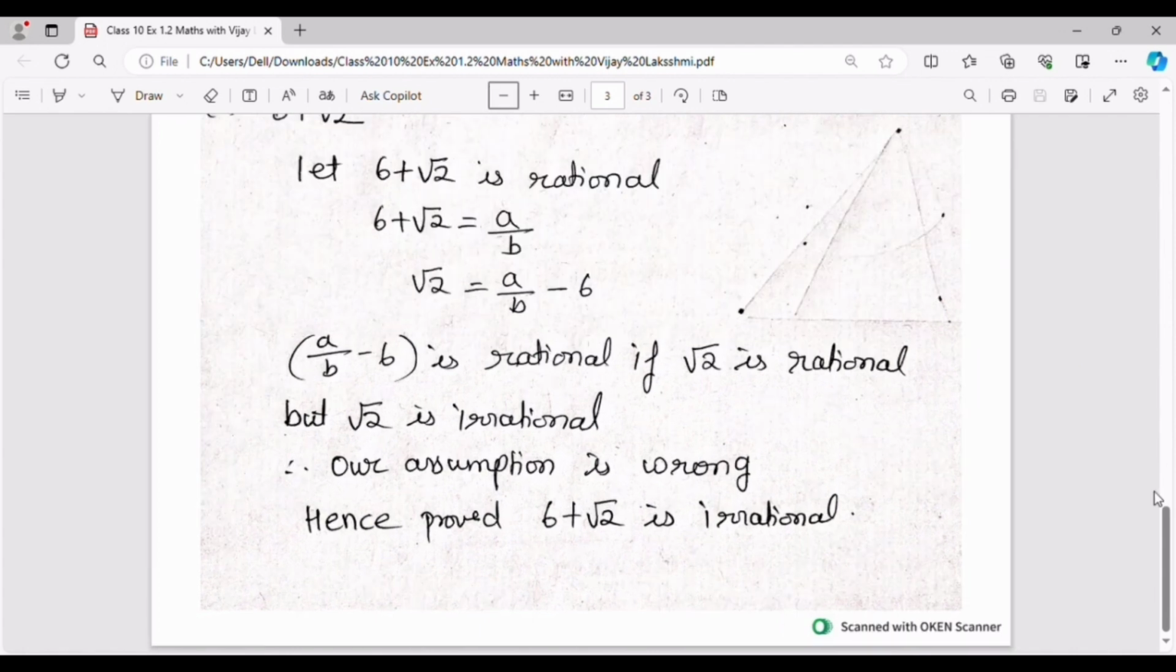So you can see in all the questions of this exercise, there is a same pattern that you can follow, which will make it very easy to perform the questions. So now we come to the end of this exercise in this chapter from NCERT.